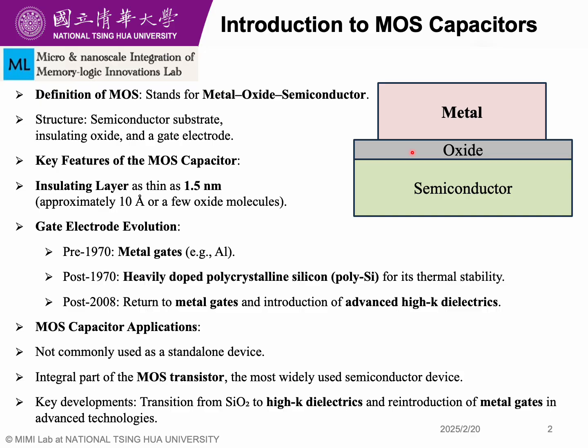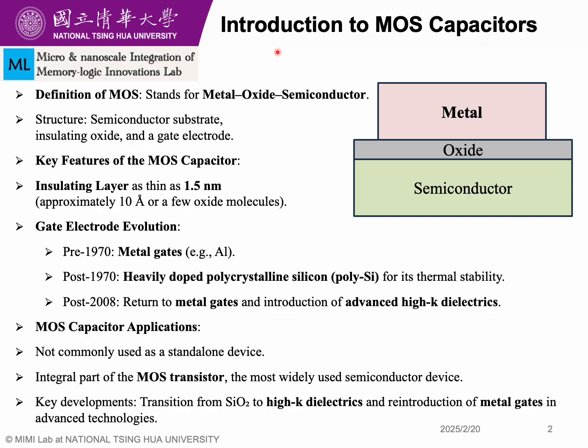It plays a crucial role in the device's functionality, and one of the key features of this structure is that we need a very thin insulating layer. This thin oxide layer is essential to ensure efficient charge control, and it allows the device to operate at a much lower voltage, which is also crucial for modern electronic applications.